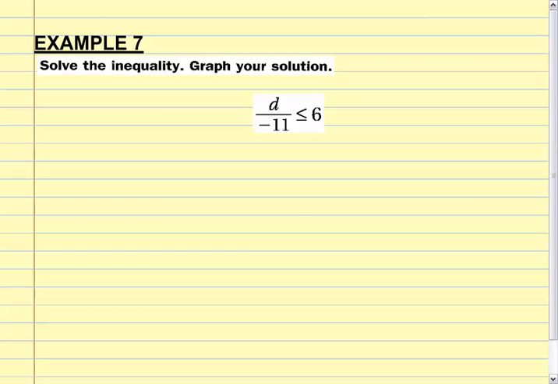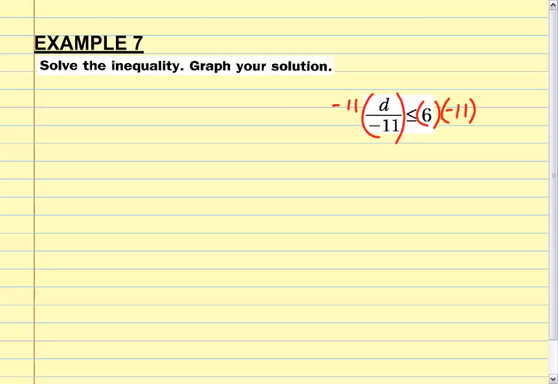Example number 7 says solve the inequality, graph your solution. Now for this one, it says d over -11 is less than or equal to 6. That means I need to multiply this side by negative 11 and this side by negative 11, okay? And when I multiply this side by negative 11, they just cancel and I get d. When I multiply this side by negative 11, I get negative 66.